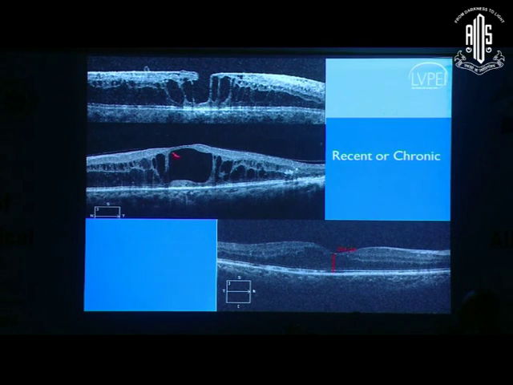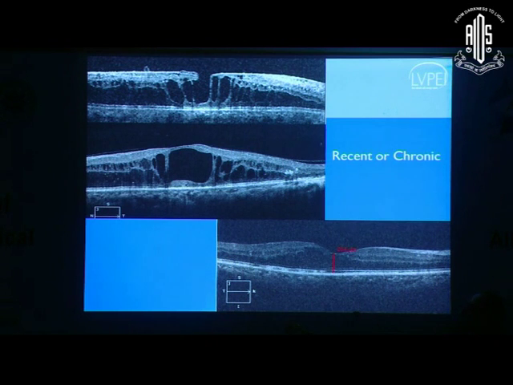But when you look at these top two images, you can see that these large cysts have coalesced together. These are supposedly the Muller cells, which are seen very clearly, and these cysts are becoming larger and larger. So when you see a picture like this, that means the patient has a very poor prognosis. Even if you flatten the retina, the patient is not going to have much improvement.